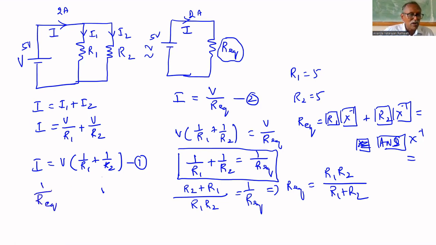1 by R equivalent equal to 1 by R1 plus 1 by R2 plus 1 by R3. No need to simplify. You write this formula and directly write R equivalent. Suppose in another circuit, I have 2 resistances in series. The applied voltage is V.